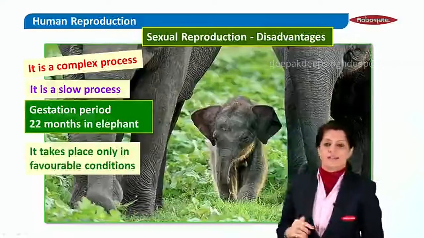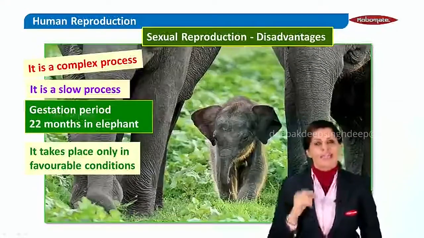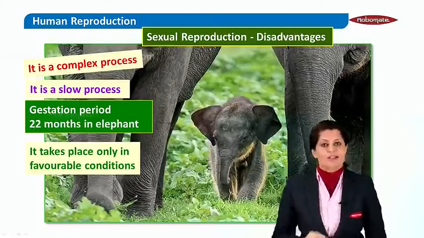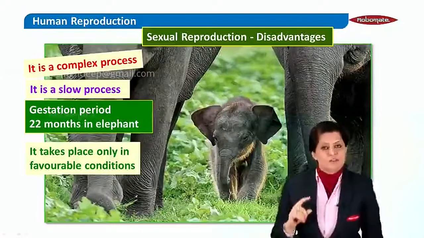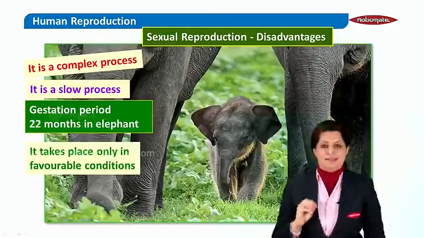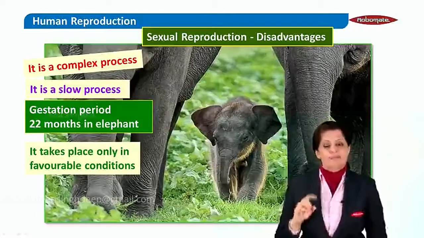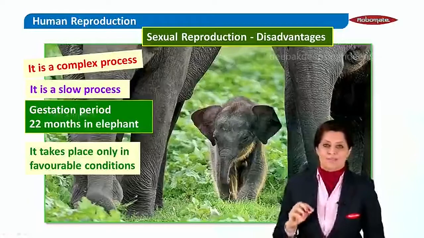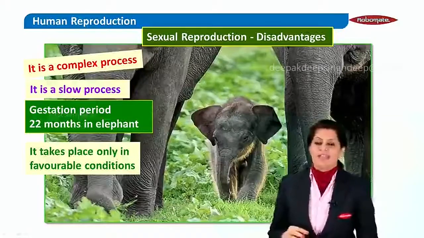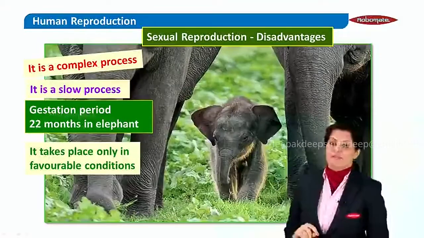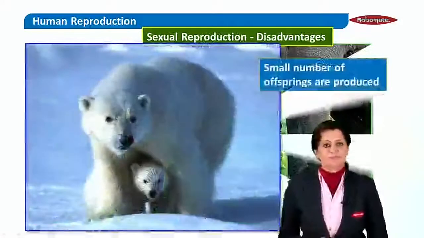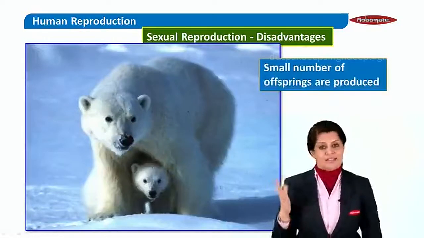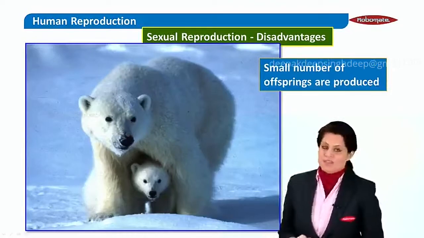Another disadvantage is it occurs only in favorable conditions. Now, what does that mean? Students, don't get confused. Sexual intercourse can happen anytime, but the woman will get pregnant only and only when she is ovulating. So that's why we say it takes place only in favorable conditions. A small number of offspring are produced. That's the disadvantage of sexual reproduction.